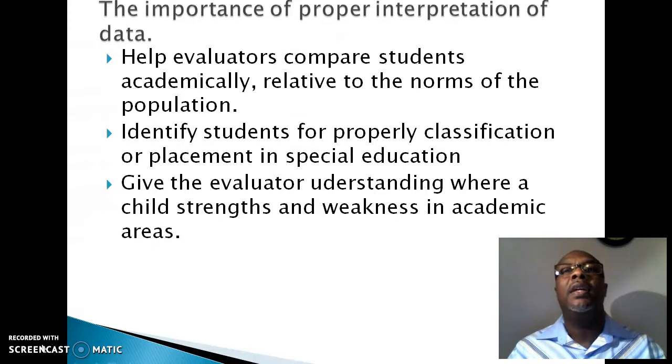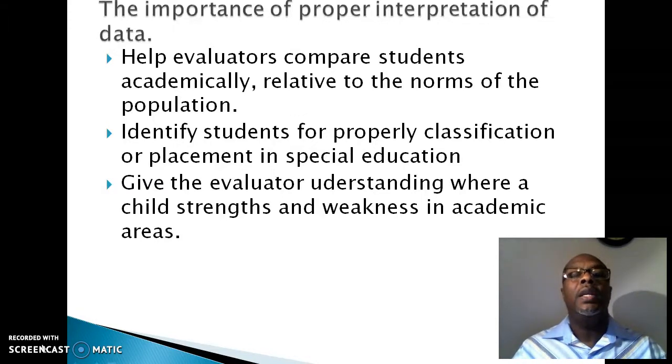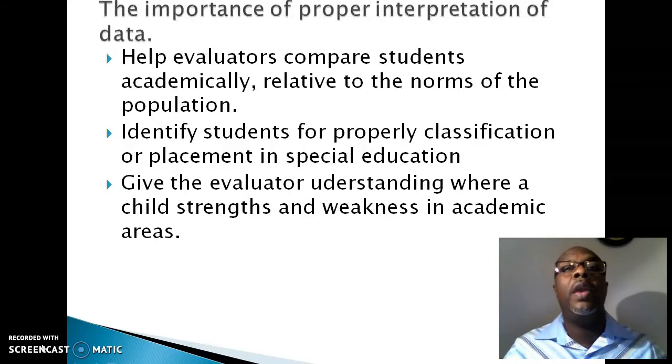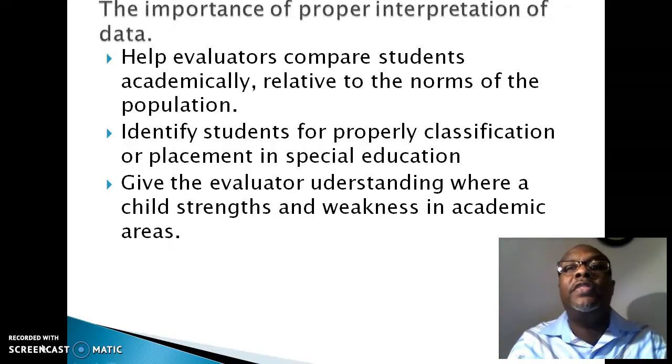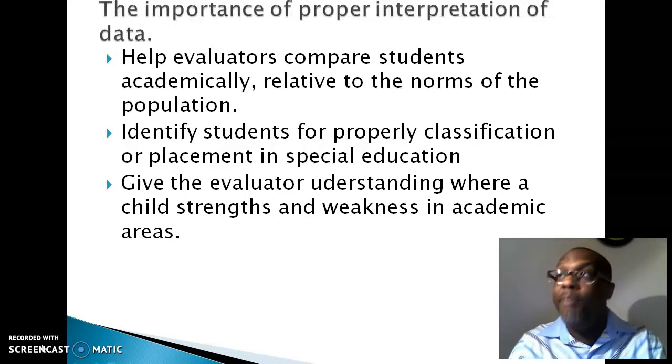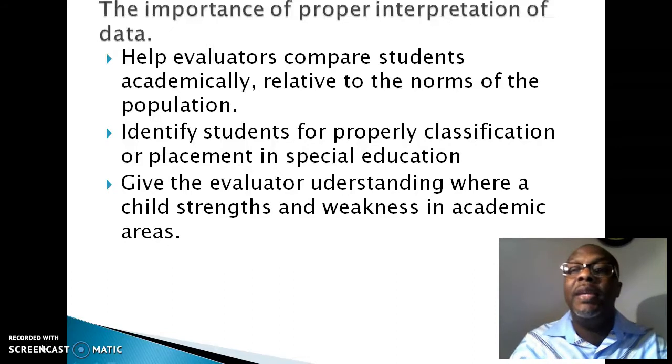The importance of proper interpretation of data. Well, the importance of proper interpretation of data helps the evaluator compare students academically relative to the norms of the population, identify students for proper classification or placement in special education, and gives the evaluator understanding of where a child's strengths and weaknesses are in academic areas.